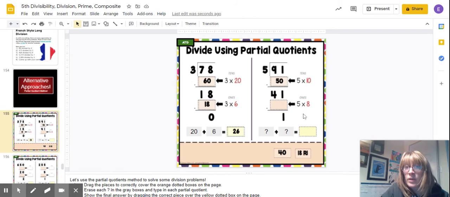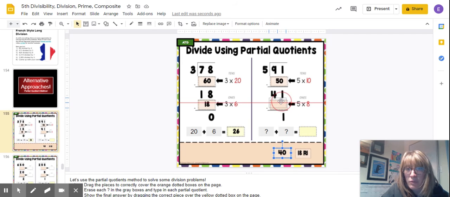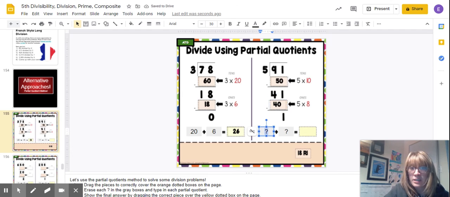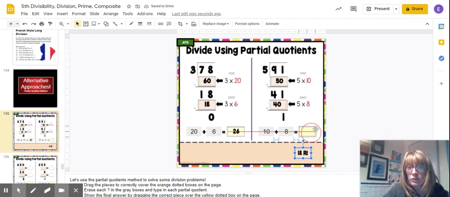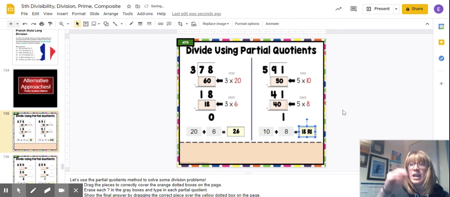And now we're going to say, okay, well, 5 times what gets me close to 41? Well, 5 times 8 gets me 40 with 1 left over. So you end up having your 10 plus your 8, which gets you 18 with 1 left over. And you could say 18 and 1/5 to be more specific.